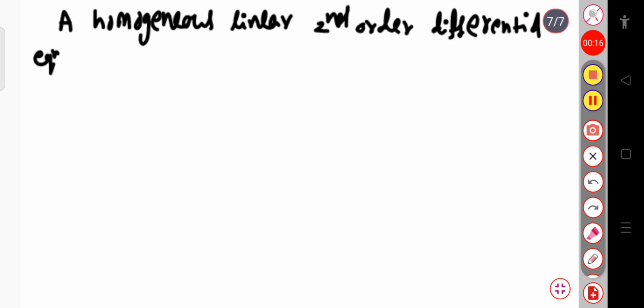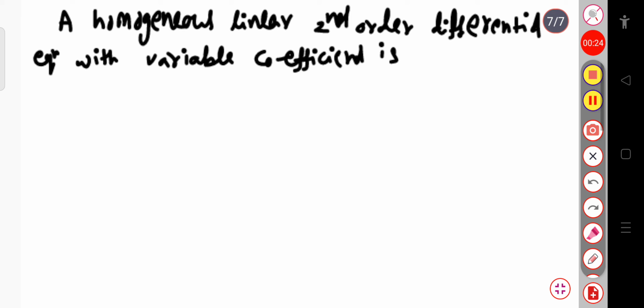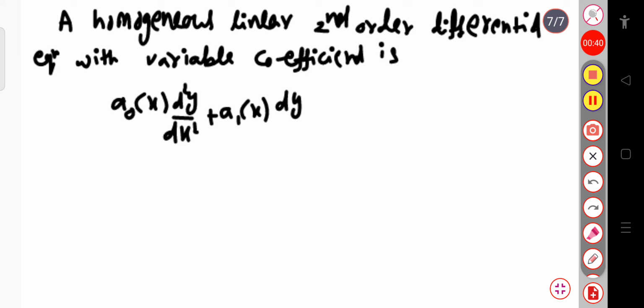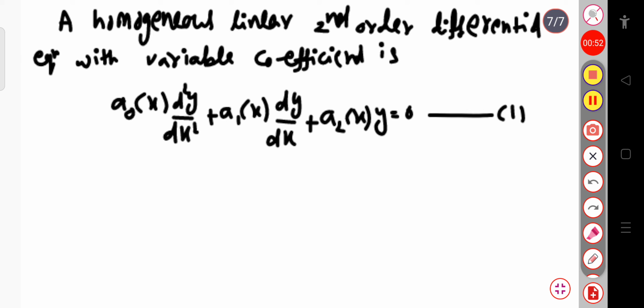So let us start. A homogeneous linear second order differential equation with variable coefficients: if I write any differential equation of the second order, suppose a0(x) d²y/dx² plus a1(x) dy/dx plus a2(x) y equal to 0. These are the coefficients a0, a1, a2. So this is, suppose, equation 1. This is your homogeneous second order differential equation.